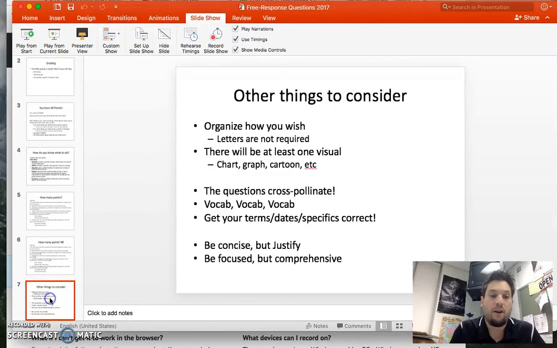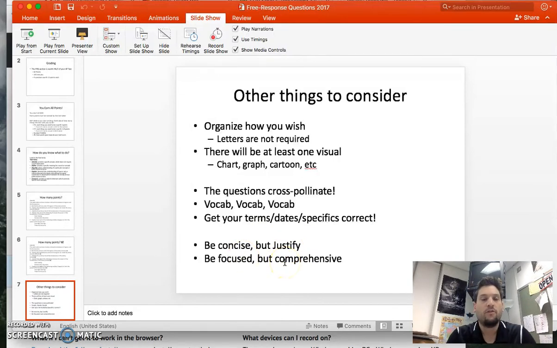Other things to consider here. Organization is important, but I want you guys to organize your essays the way that you need to organize your essays. If you want to do it with the A and the B and the C and the D, go for it. You don't have to. If you like doing it in a paragraph format, if you want an intro and a conclusion, you can. But once again, as it says in the bottom of the slide, be concise, but make sure you justify your answer. Be focused, but also be comprehensive.